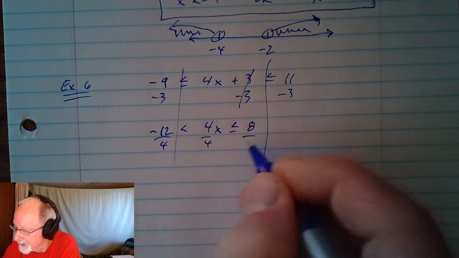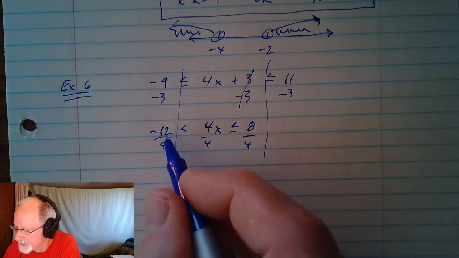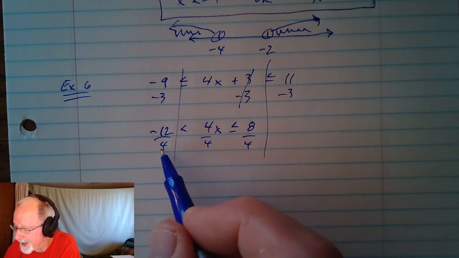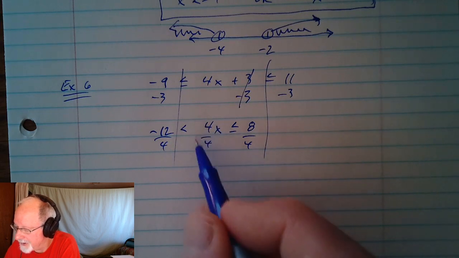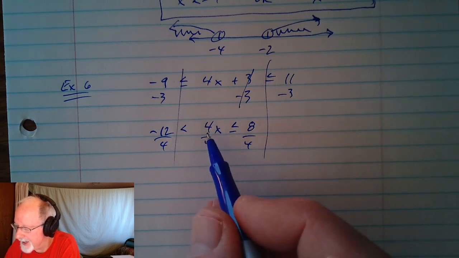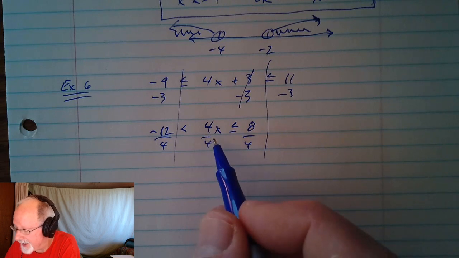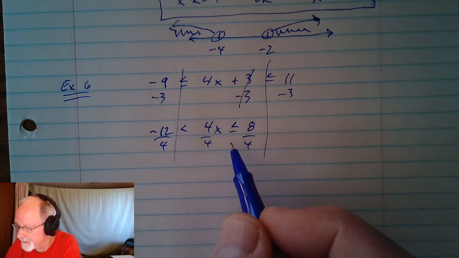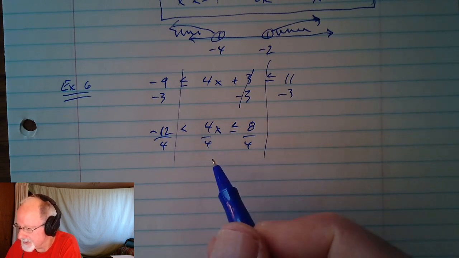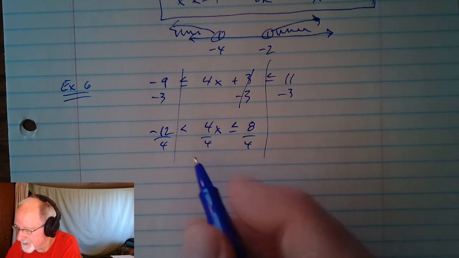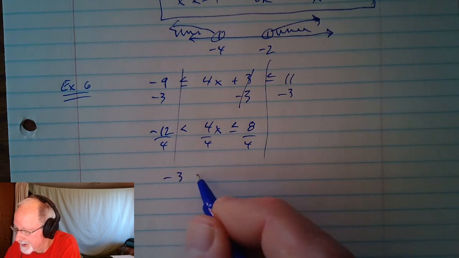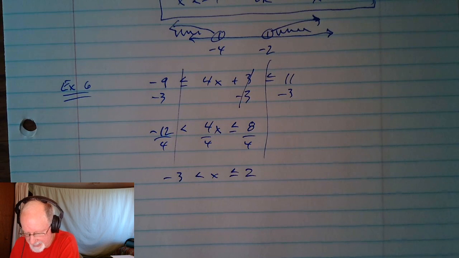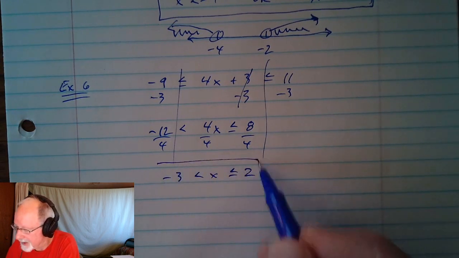Now you might be wondering, do I flip because it's negative 12 divided by 4? The answer is no, because I'm dividing by a positive 4. So it's what the coefficient of the variable is. If that's a negative number and you're dividing by it or multiplying by the reciprocal and it's negative, that's when you flip. That's when you reverse the symbols. So no flip on this one. We get negative 3 less than x less than or equal to 2. And there's our final answer for the inequality.